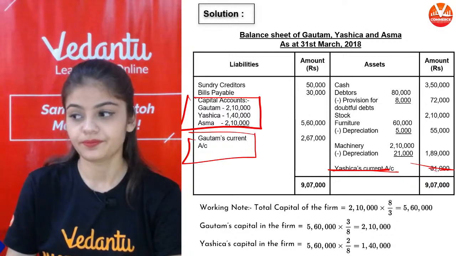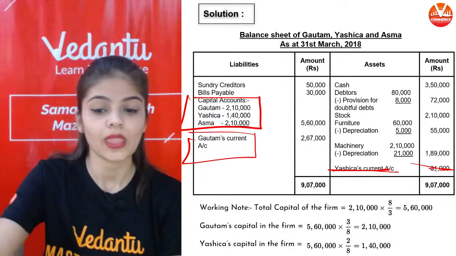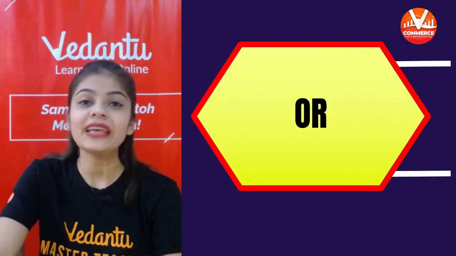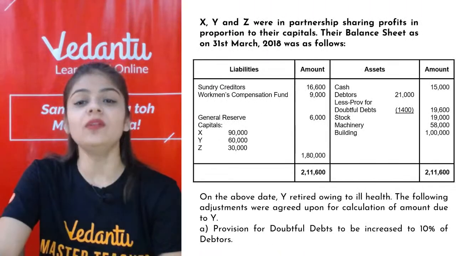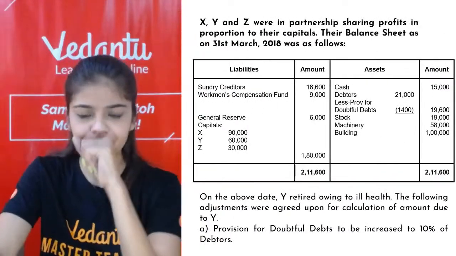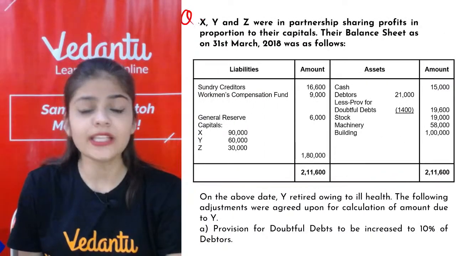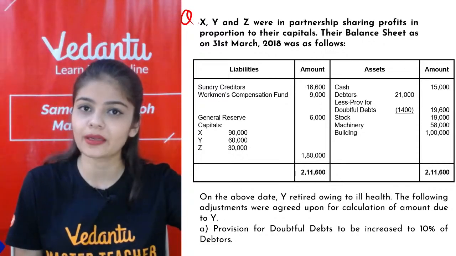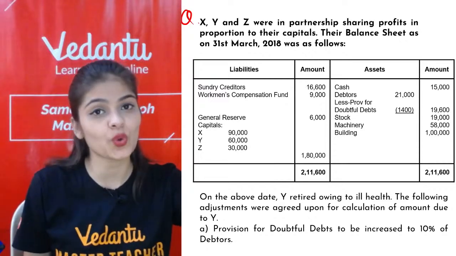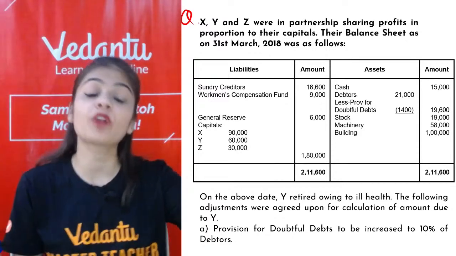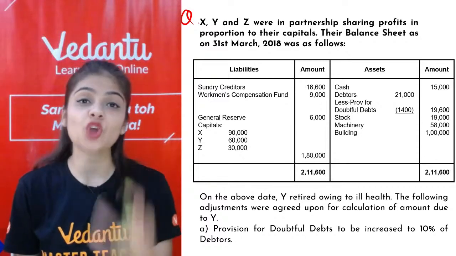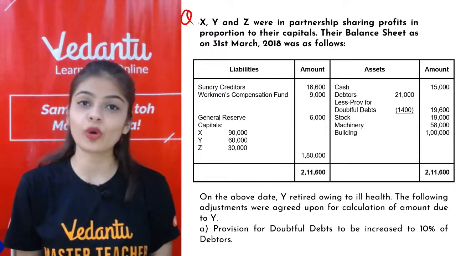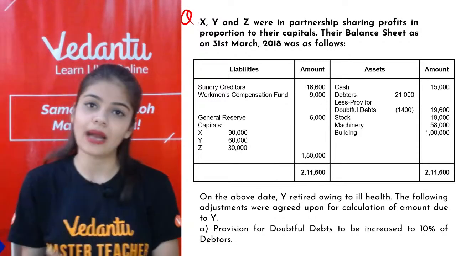Okay. So now in this question, we have a choice. The question that we have done right now is from admission of a partner, and you will get a choice in this question. The other question will be from retirement. So we will get a choice between admission and retirement. Now let's do this question, which is also of 8 marks.